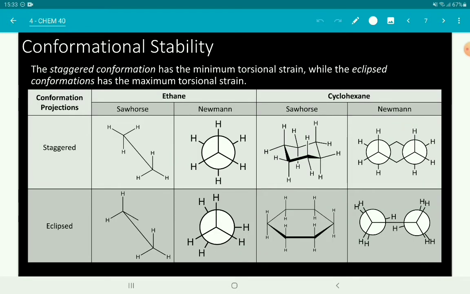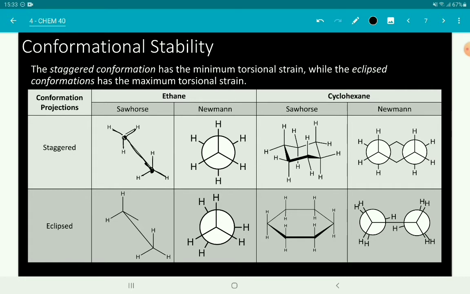So, before we go to the next type of strain, aralin muna natin yung mga conformational diagrams natin or yung mga projections natin. So, kapag staggered, this is an ethane molecule. Kita ninyo yung bond between the carbons of the ethane molecule. Tapos makikita ninyo dito yung CH bonds ng ethane. So that's how you represent the Sawhorse conformation or Sawhorse projection for ethane.